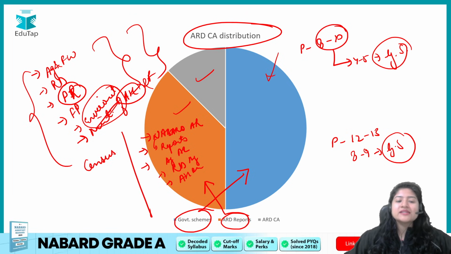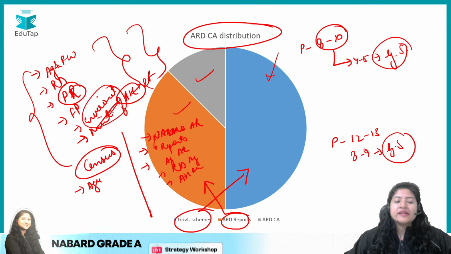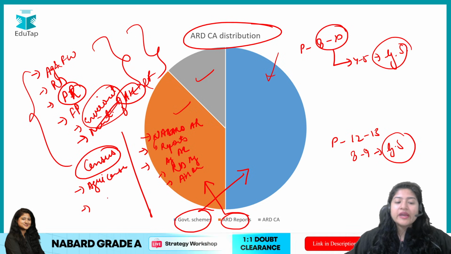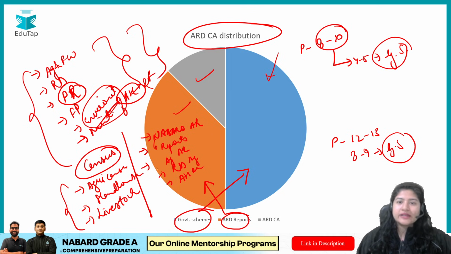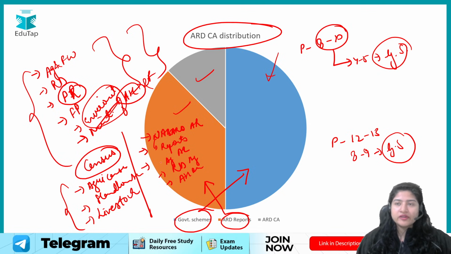There are certain census in agriculture which come every 5 years. We have agri census, we have handloom census, we have livestock census. These are some census names which are part of your agriculture and allied census, which come every 5 years, and questions have been observed from these census as well. So when we say ARD reports, we can broadly divide into annual reports of ministries and then censuses.